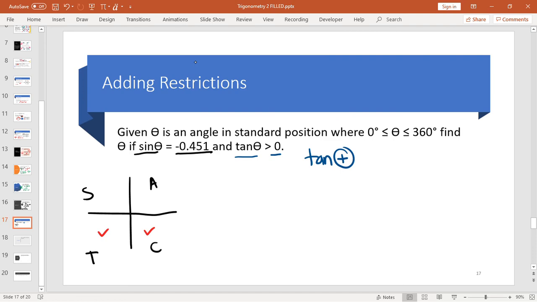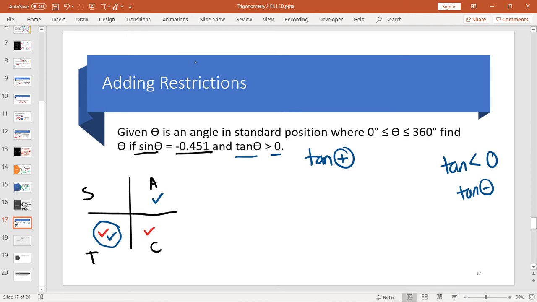If it had said tan, I'm just going to do an aside over here, less than 0, tan would be negative. So that's what that parameter is telling you. Okay, so we know that tan is positive. So I'm going to have a second set of checks where tan can be positive. It can be positive in quadrant 1 or quadrant 3. Now, you're going to have one angle only, and it's the angle that satisfies all the conditions. So it has to be where you get 2 check marks. It has to be in quadrant 3.